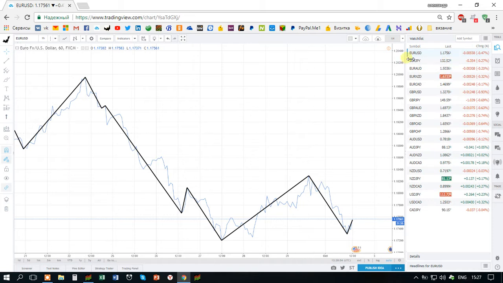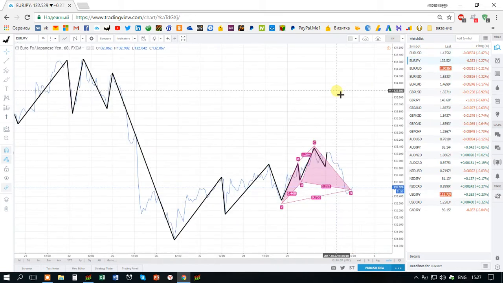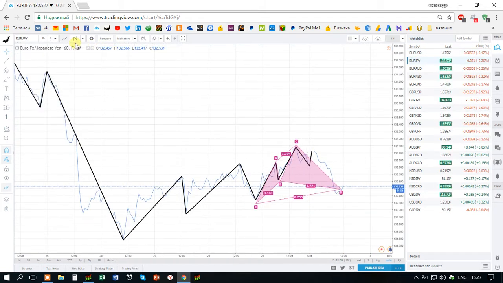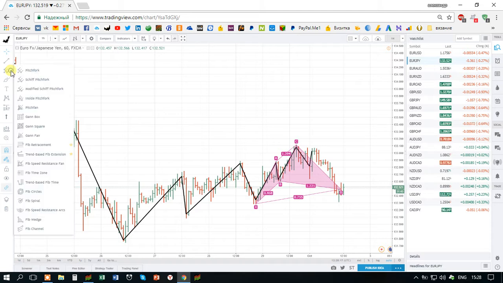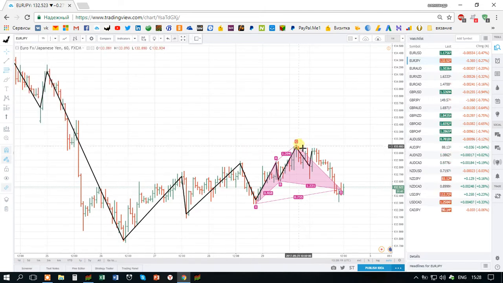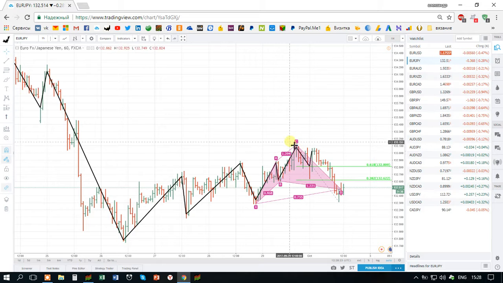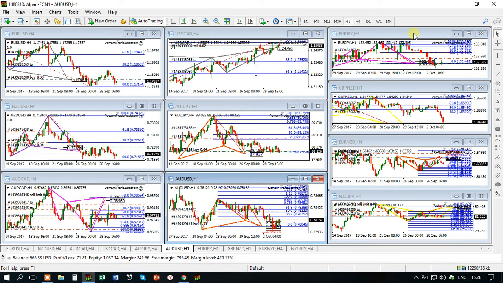Okay, let's continue. Euro dollar, nothing here. Euro yen, we have a Cypher pattern running right now. It was already completed and it goes towards the targets. Let me set the Fibonacci's. The 382 is the first target, so it is almost there. In my Metatrader it looks this way.